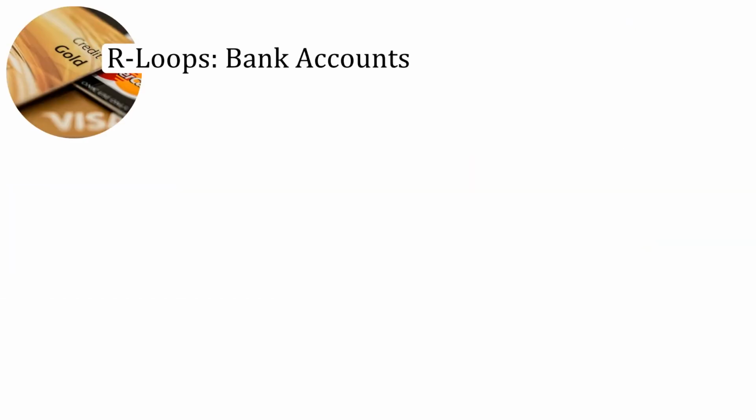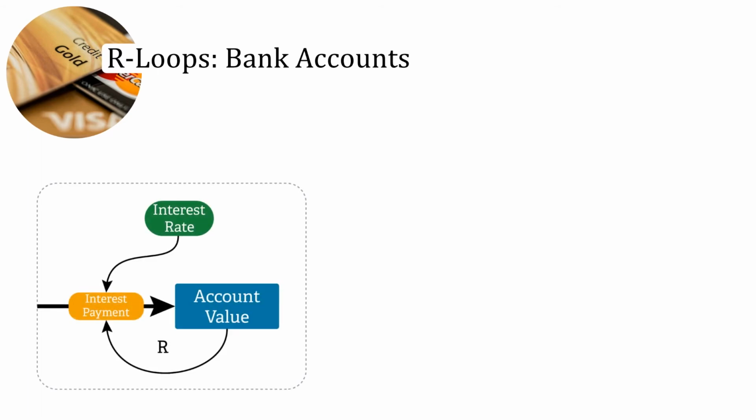Reinforcing feedback loops might be more familiar to us than balancing feedback loops because they occur both in the case of bank accounts and in the case of population growth. When we think about a bank account, we might model it as follows. So we could have the account value being a stock, and one inflow into the account could be the interest payment. And so the amount of interest both depends on the interest rate that the bank provides, but also on the account value. And because it depends on the account value itself, that's where we get a feedback loop, which in this case is reinforcing.